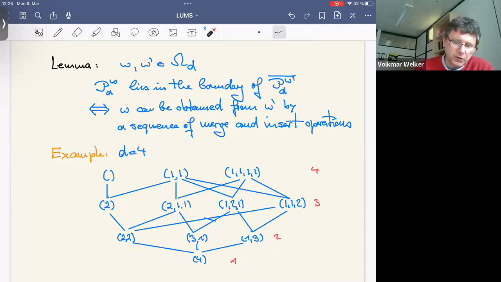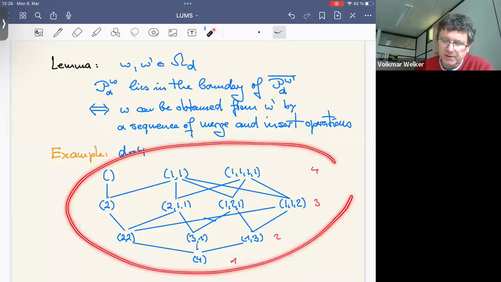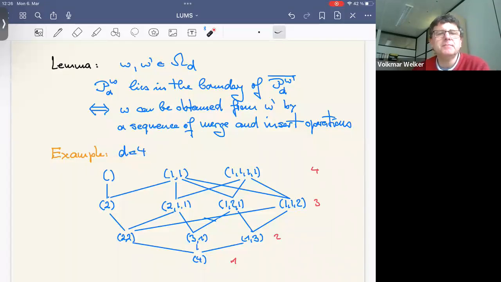Or if you start with polynomials with no real root, the only thing you can do is have a complex pair of complex roots come together and form a double real root, and then you can do more. Okay, so this is the combinatorial picture that will govern our studies.